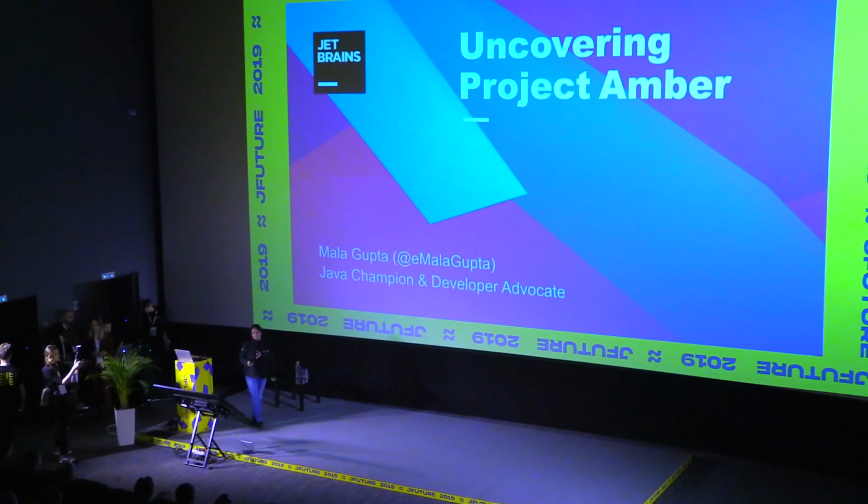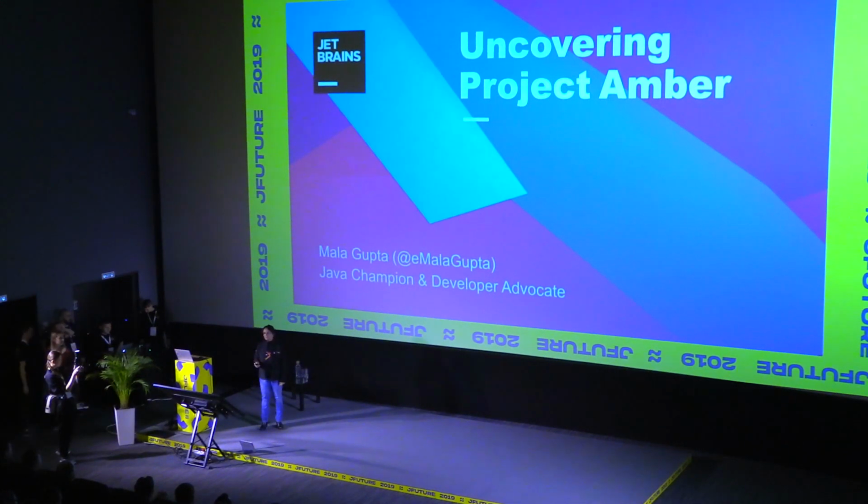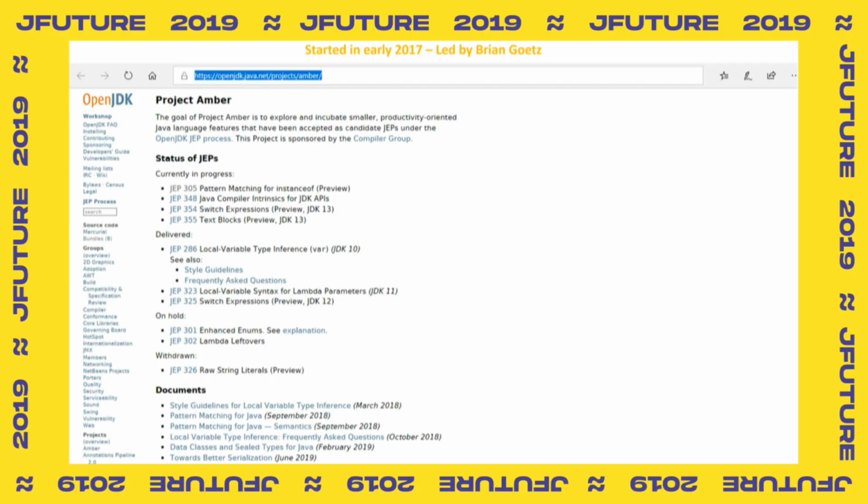So like it or hate it, but you cannot ignore Project Amber. Started in 2017 at Oracle, the goal of Project Amber is to explore and incubate smaller, productivity-oriented language features. Just in case that feels a bit complicated, let me simplify that for you.